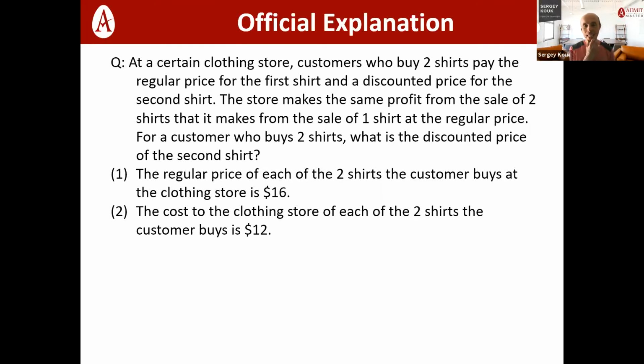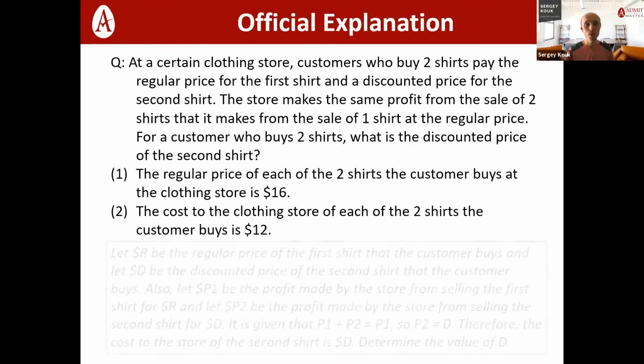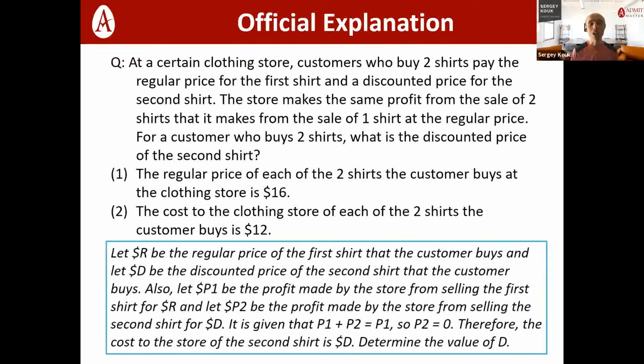Now we're dealing here with a few different variables that we can assign. We could say that R is the regular price of the shirt, D is the discounted price, P1 is the first profit and P2 is the second profit, and build a few equations.